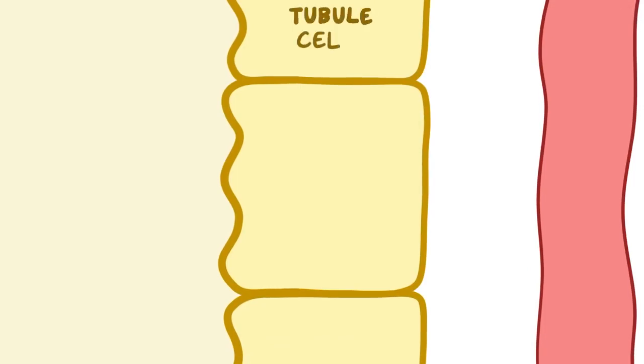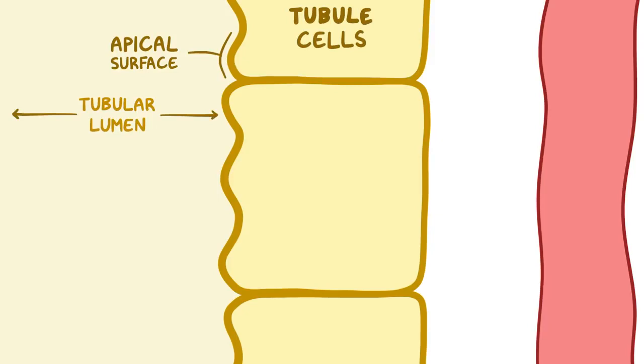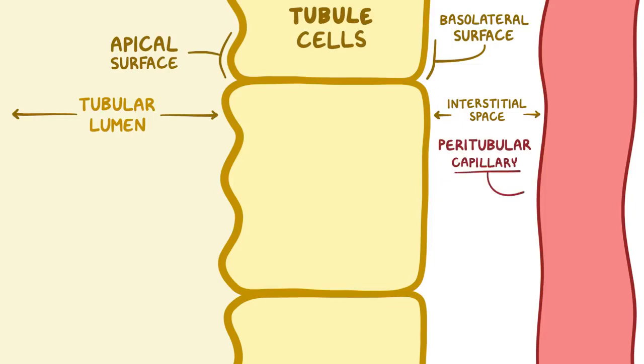Zooming in on the distal convoluted tubule, it's lined by tubule cells, which are similar to the ones found in the proximal tubule, but they don't have microvilli. On one side is the apical surface, which faces the tubular lumen, and on the other side is the basolateral surface, which faces the interstitium, or the space between the tubule and the peritubular capillaries.